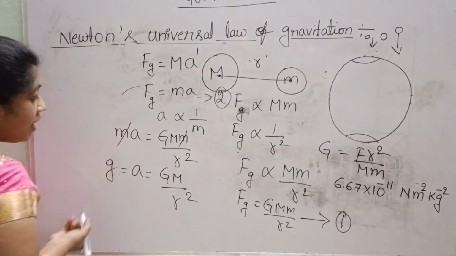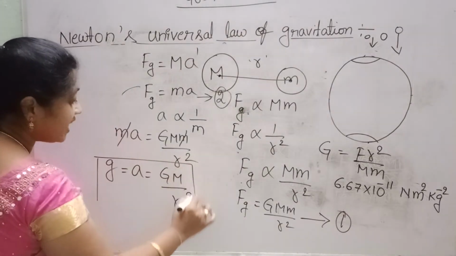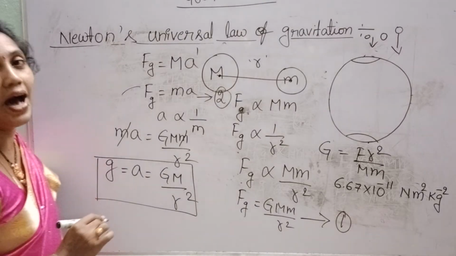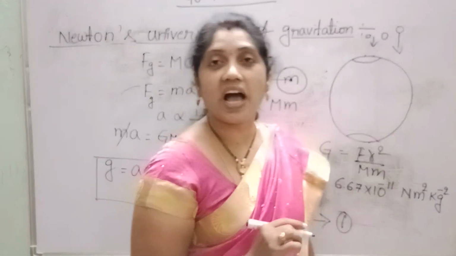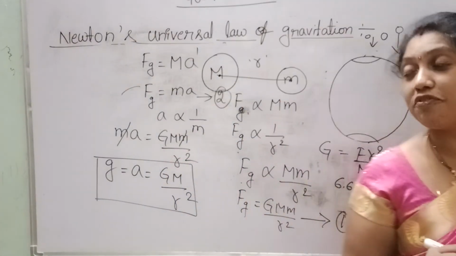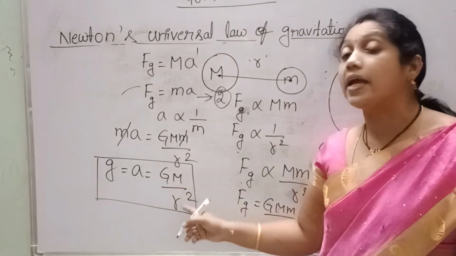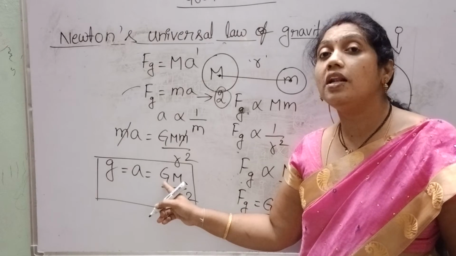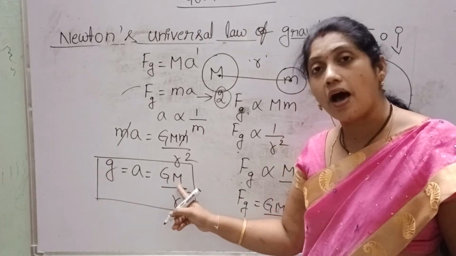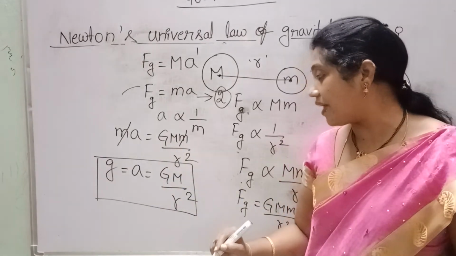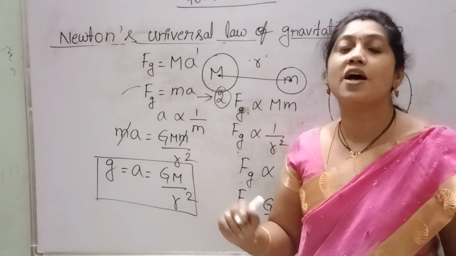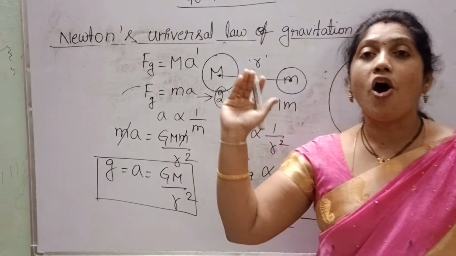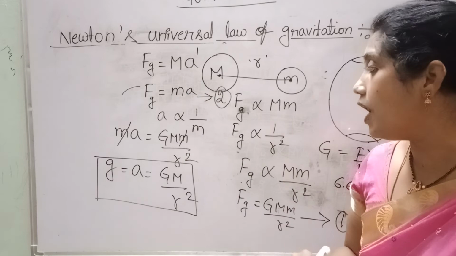So what is the formula for the acceleration due to gravity? GM by r square. Acceleration due to gravity is calculated by using the formula GM by r square, where G is the gravitational constant, M is the mass of the celestial body here, and r is the distance of separation between the object and the celestial body.